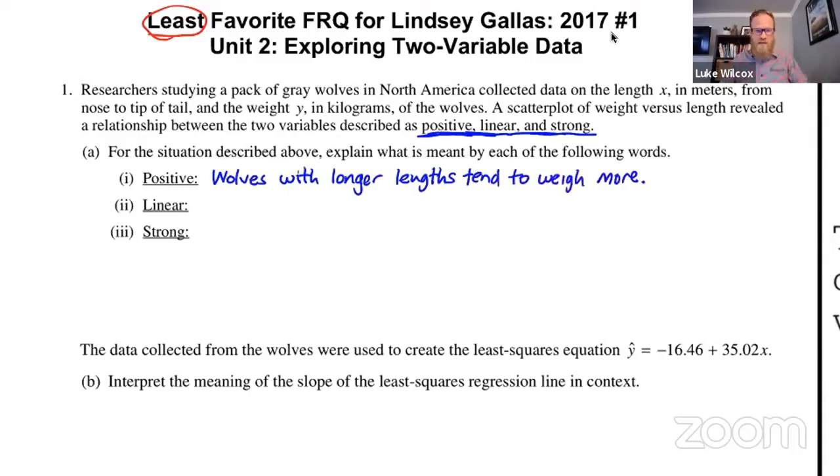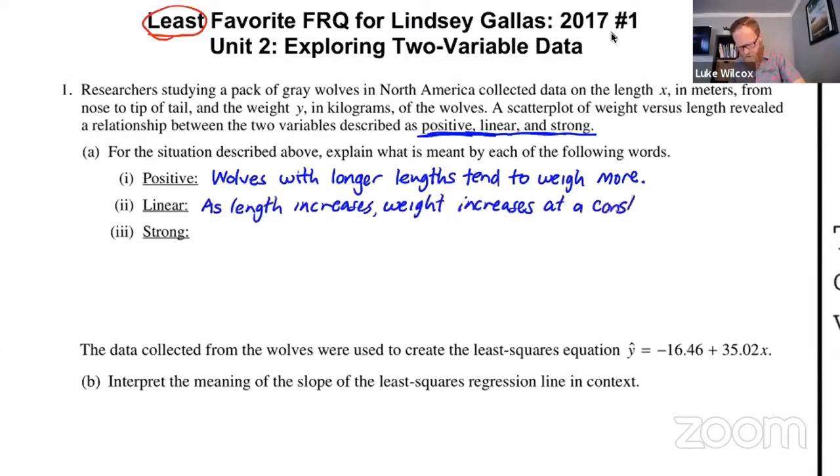That's the positive relationship. Now, for linear, we have to talk about what it means to be a linear relationship. If you think back to your algebra days, linear means that as the x value increases, the y value increases at a constant slope, right? So let's put that in the context of the problem. I'm going to say as length increases, the weight increases at a constant rate. And when I say constant rate, I'm referring to the slope. So I'm going to make that very clear here, that there is a constant slope.